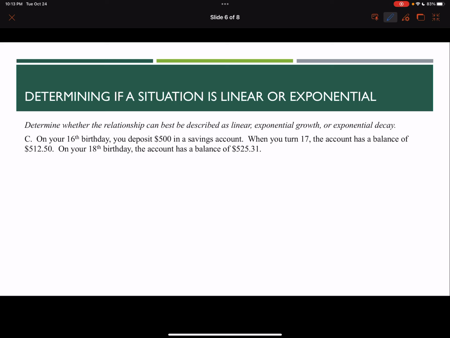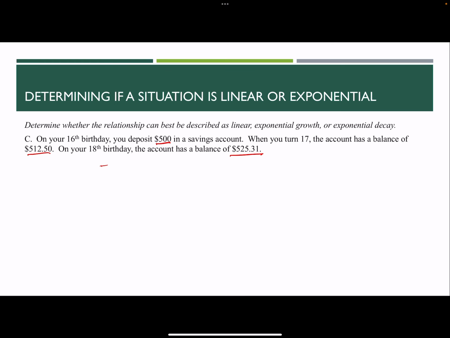Okay. Letter C. On your 16th birthday, you deposit $500 into a savings account. When you turn 17, the account balance has $512.50. On your 18th birthday, it has $525.31. So I'm looking at my birthday versus the amount of money I have in the account. What is it that I'm measuring? What is it that I care about? I care about that amount of money. So that is my Y value. So it's these amounts of money that I'm going to look at.